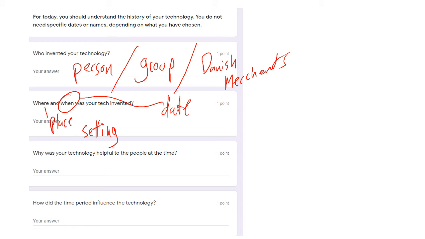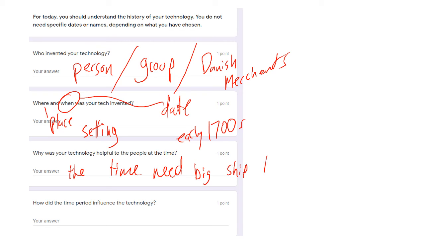But even if it's not a date, you could say the 1700s, early 1700s, or the Neolithic age, or whatever. You just need some period of time. Because why was your technology helpful to people at that time? Because this is the time when they needed big ships to cross the ocean. I don't know, whatever it is.